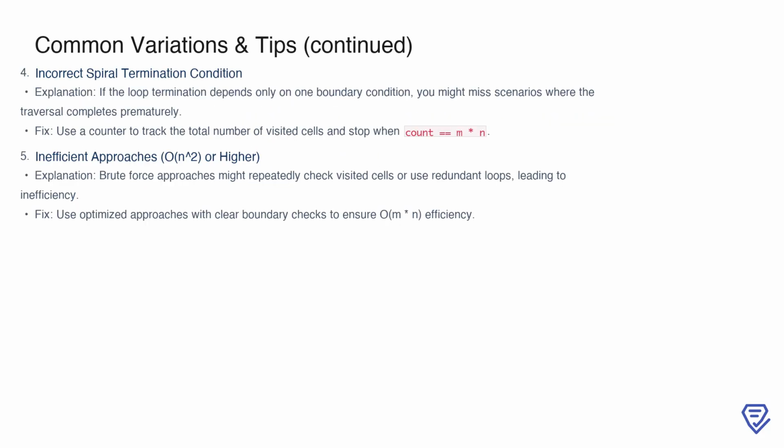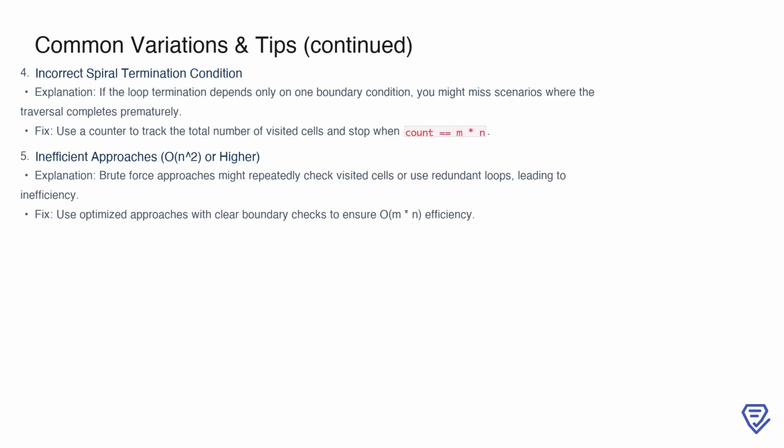Another mistake to watch out for is incorrectly setting the termination condition for the spiral traversal. If you rely solely on boundary checks, you might stop too early or continue too long. The best approach is to use a counter to track the total number of visited cells and terminate when this count equals the total number of cells in the grid.